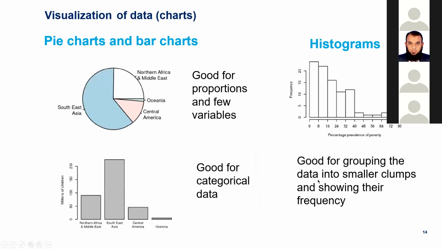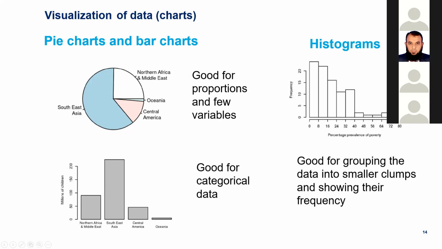now application of visualizations. So we use different charting. Which chart is good for what, let's see a simple summary of that. When do we use a pie chart? When it is good for proportions and few variables, when our number of variables is small and we want to show the proportions between the variables, then a pie chart is good. But if our variables become too many, then the pie chart can become clumsy, then we have to think something else. Histogram is good for grouping the data into smaller clumps and showing their frequency.